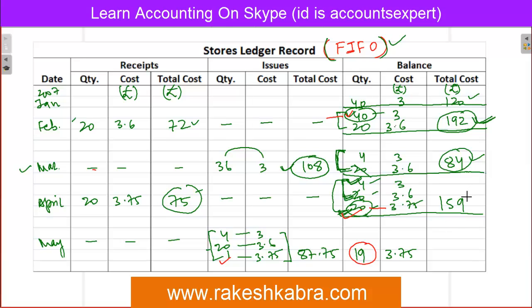Now what is the value? Before issuing, the value of inventory is 159. From this we will subtract the value of issue. So 159 minus the value of inventory issued, 87.75, the value will come 71.25.